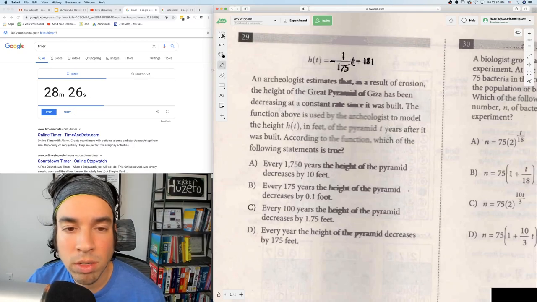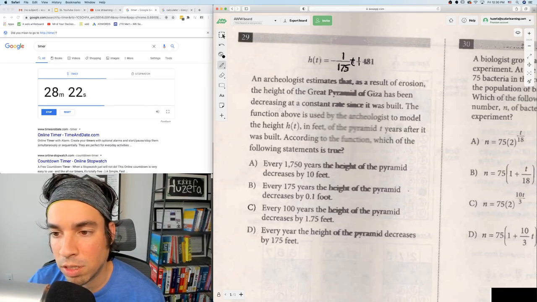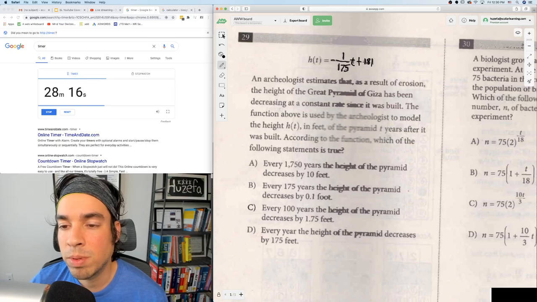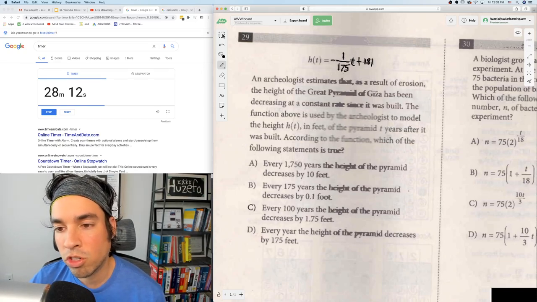Why would you be starting? Hold on. Is that a negative or is that a plus? Maybe this is a plus and it just didn't come out right. Because why would it start in negative 181? Because of the y-intercept. So this makes sense that this would be negative because it's coming down according to this, because it's eroding, right? Yeah, it's erosion.